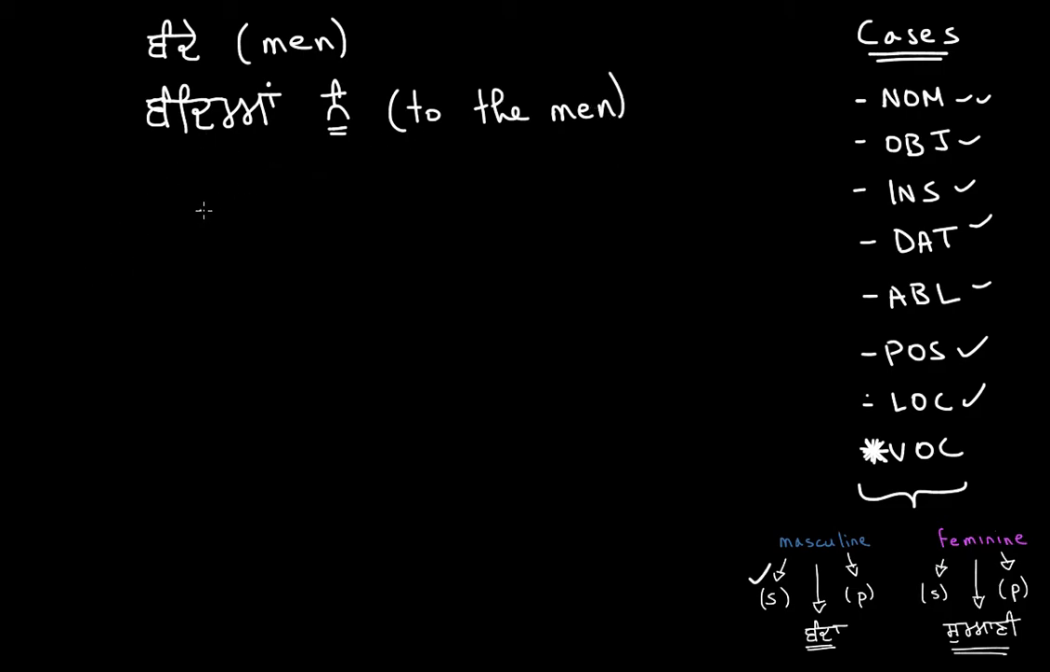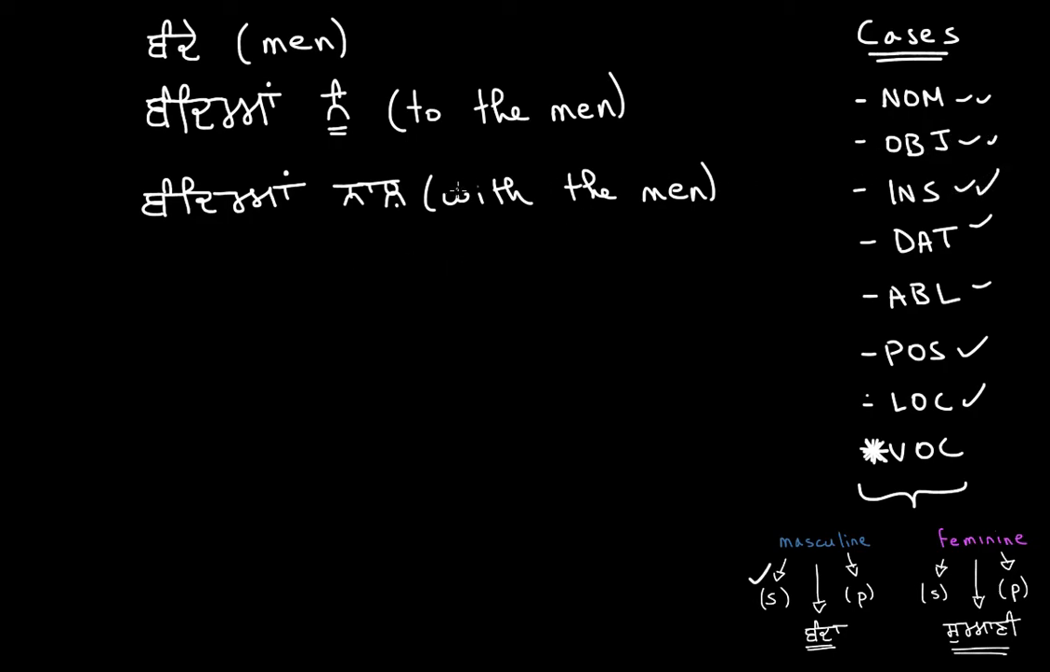Then if you want to say with the men, you say bandeyan nal. So this would be with the men. Now, we have the objective, and we have the instrumental case. How would you use this? Maybe you're asking yourself, or maybe you're asking somebody, how did you finish this? Well, you can say, I finished this with the men. Main eh kam nu mukaya bandeyan naal. Bandeyan naal would be with the men.